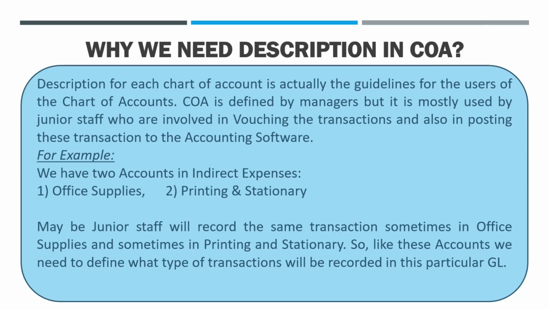For example, we have two account heads in indirect expenses. One is office supplies and the other is printing and stationery. At the time of recording, it is possible that the junior staff will record the same nature of transactions, sometimes in office supplies and sometimes in printing and stationery. So like these accounts, we need to define what type of transactions will be recorded in that particular GL.